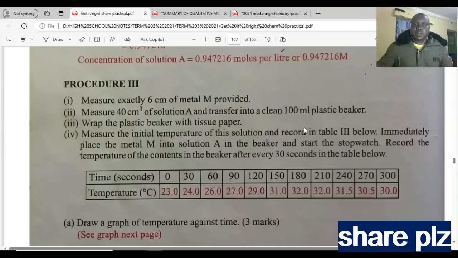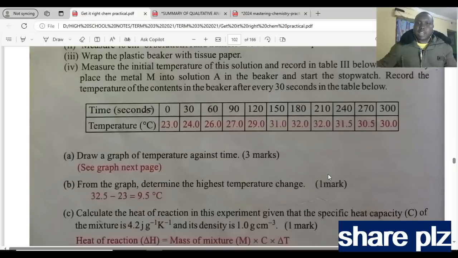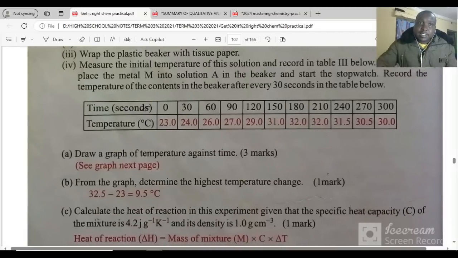For example, let me look at this example here. Which table is this? Is this table broken or not broken? This table is not broken. So we expect the graph to be like this. For this one, the graph itaenda. We expect to have a graph like this and like that.